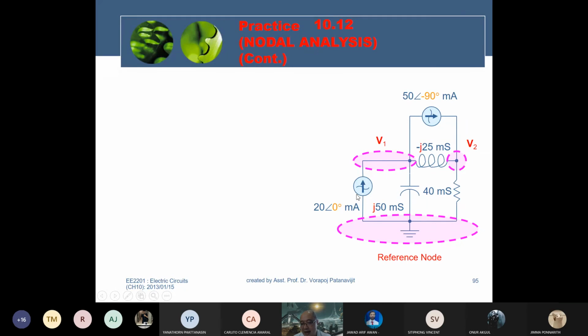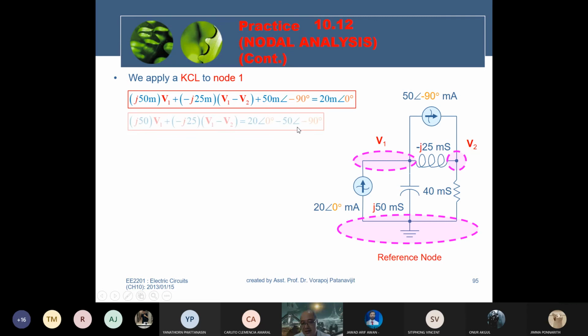In this case, only one current gets in, 20 degree, and three currents get out. We apply the KCL to node 1. One current gets in, equal to 20 degree. The unit is milli, you can see the milli here. Three currents get out: one is 50 milli minus 90 degree.